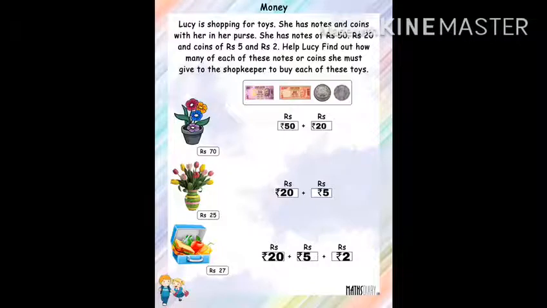The first one is the flower pot and the price is given as rupees 70. So how much does she have to pay the shopkeeper? She will give a note of 50 rupees and another note of 20. So altogether it becomes 70 rupees.